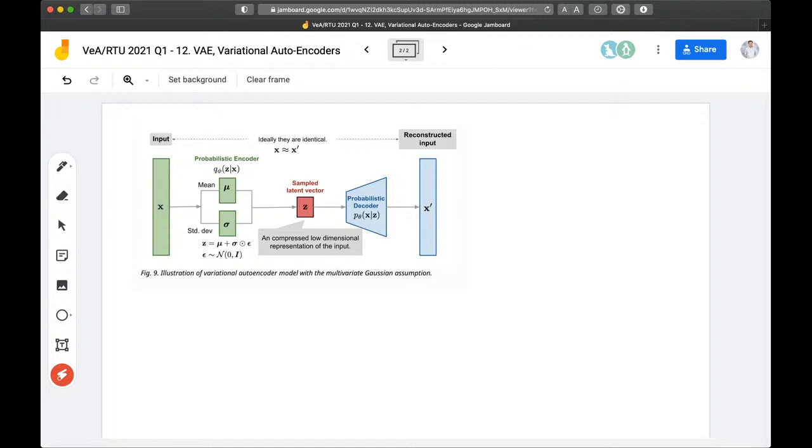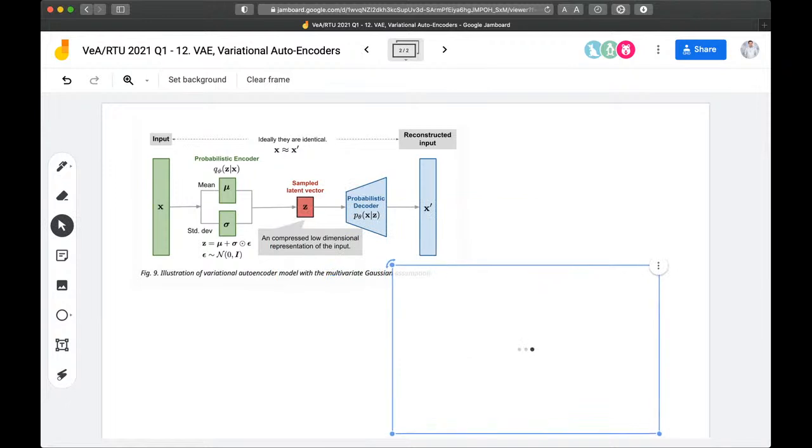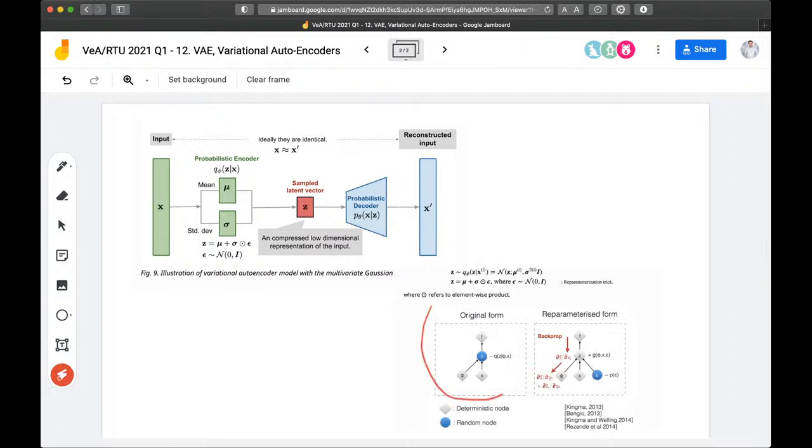Maybe I should write it down somewhere if I don't have it. Maybe I have it. So it's also listed here in this small nice equation. But I will try to show you another way. So this is again from another source. I like this as well. So here the original idea is that you have the mean and sigma, and then you sample randomly the z vector, and then you pass it to the decoder. The problem is that a random operation is not differentiable. We cannot calculate a derivative for that.